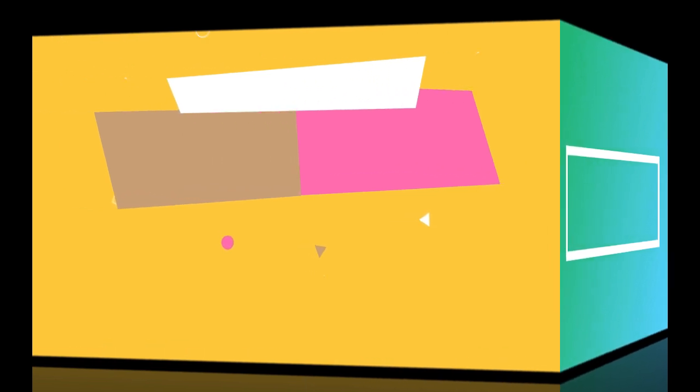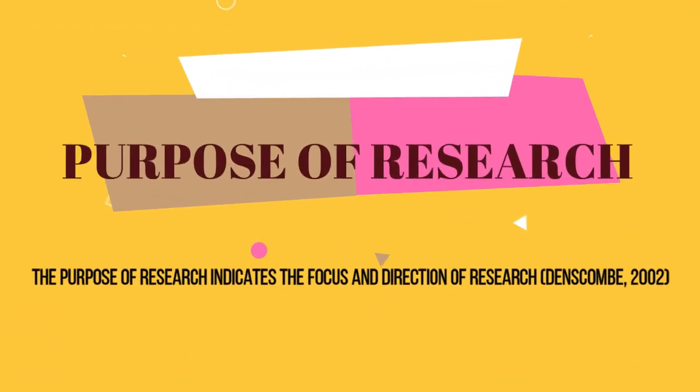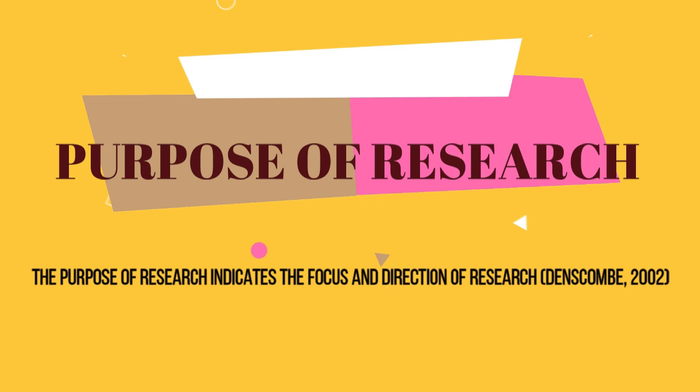Now let us proceed to the purpose of research. The purpose of research is stated clearly and explicitly in a format appropriate for the style of investigation. The purpose of research indicates the focus and direction of the research according to Descombe in 2002. The purpose of research may be organized into three groups based on what the researcher is trying to accomplish: explore a new topic, describe a social phenomena, or explain why something occurs.